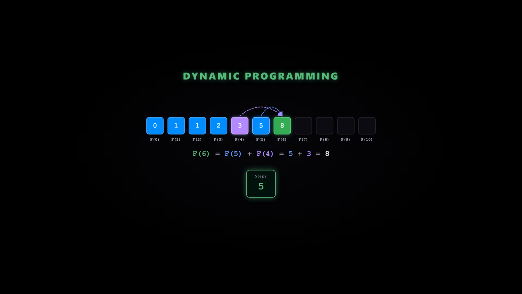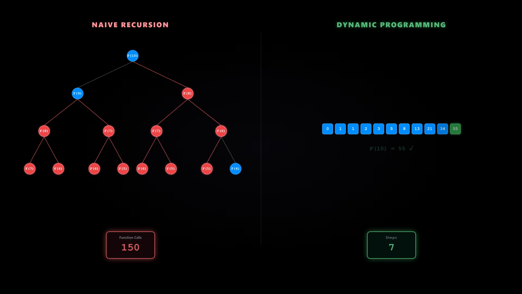Every single step just looks back at the 2 answers we already figured out. We aren't recalculating anything. There's 0 wasted work. We just sweep straight through the table, and we're done in exactly 9 steps. So, naive recursion, 177 wasted calls. Dynamic programming, just 9. It's the exact same problem and the exact same answer, just a completely different and way smarter approach. And that is the power of remembering.